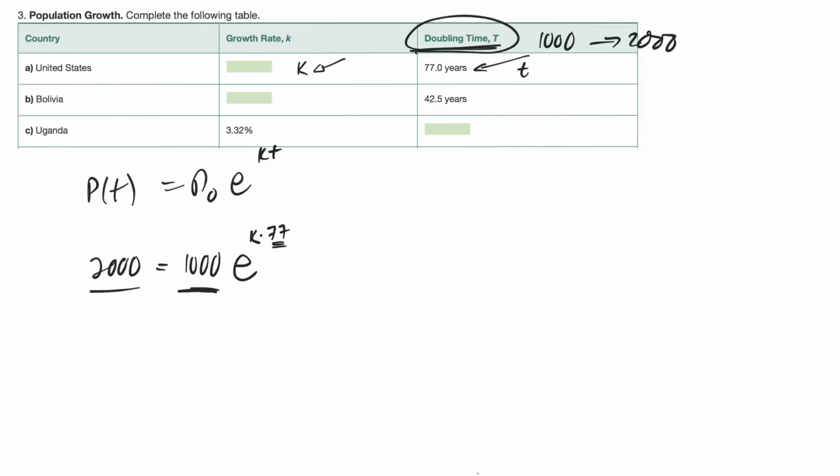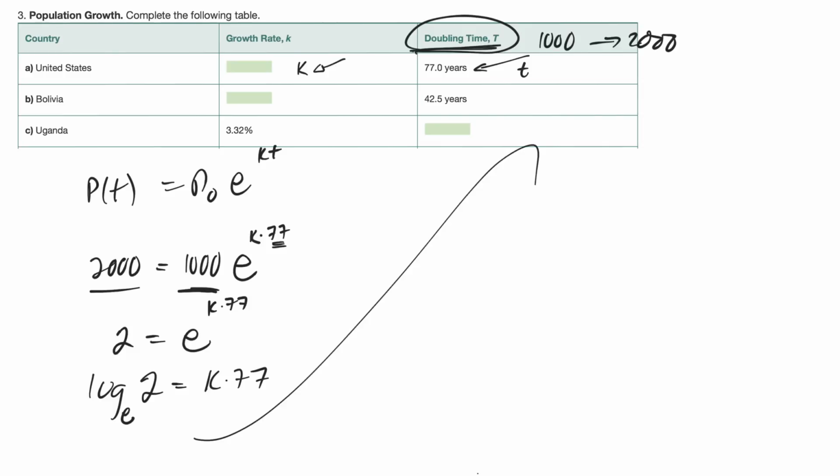Okay, first thing I'm going to do is divide both sides by 1,000. So I'll get 2,000 divided by 1,000 is 2, is equal to e to the k times 77. And then I'll change this from exponential form to log form. So it'll be log base e of 2 is equal to k times 77.